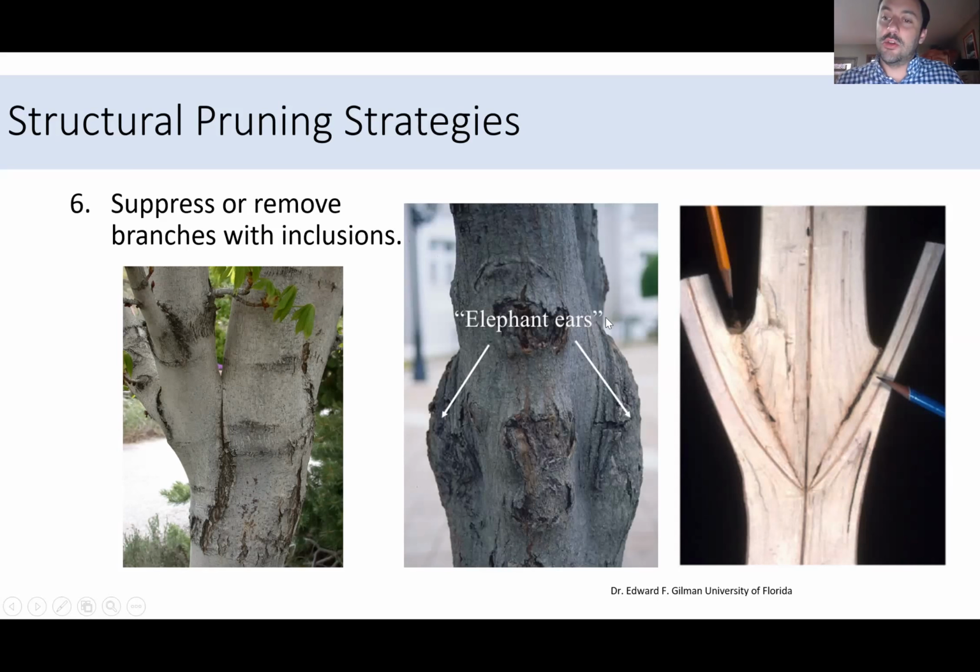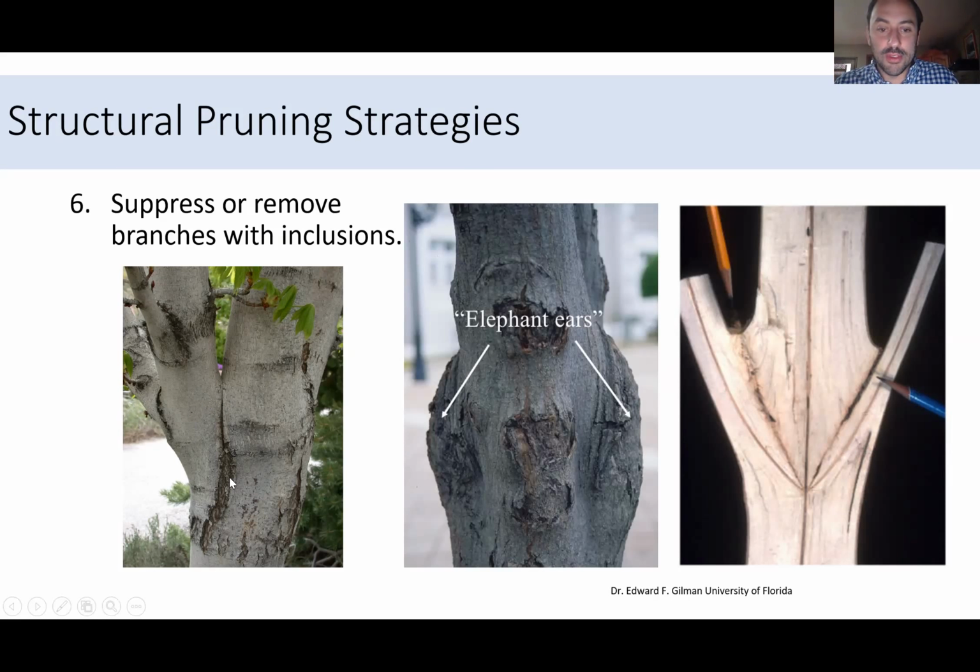When a branch is not split, you can see this two ways. One, you can see the tree trying to grow over the inclusion, creating these elephant ears. There's an inclusion between these two branches and the tree is trying to grow over it. But every time the wind blows, they separate and it creates wounding and you get this mounding of callus tissue. You can also look for, like on the far left picture, bark that is rolled into the union.